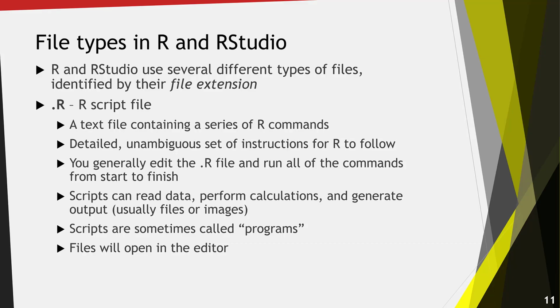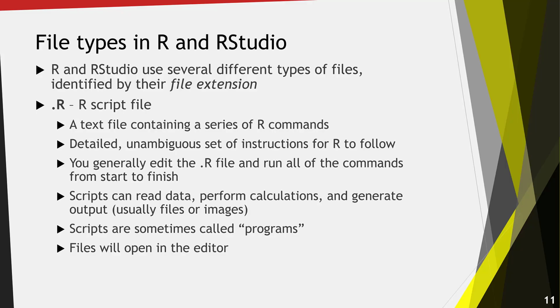So you can see in that file menu that RStudio opens several different types of files. You can identify each of these files by their file extension, or the text that comes after the dot in the file name. There's a couple of important files, and I'll go over those right now. The first is a .r file. This is an R script file.